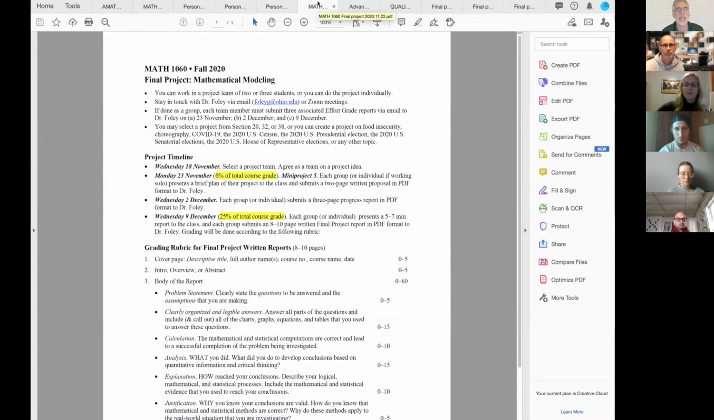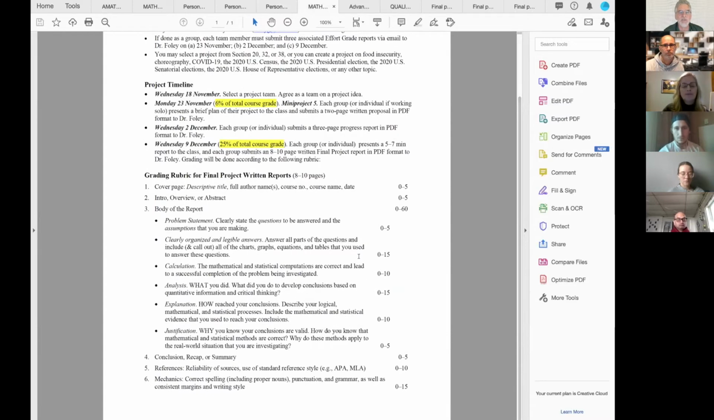Now, the rubric, the project report structure pretty much follows this same set of guidelines. There's a cover page with a descriptive title, authors, course number, course name, date, an introduction, overview or abstract, problem statement, clearly organized, legible answers, calculation, analysis, what you did, explanation of how you did it, justification, why you know it's true, and then there are conclusions, a reference list, and then mechanics accounts for 15 points.